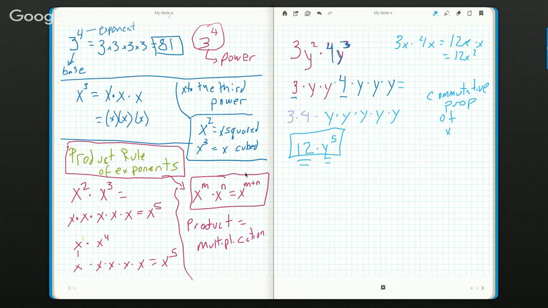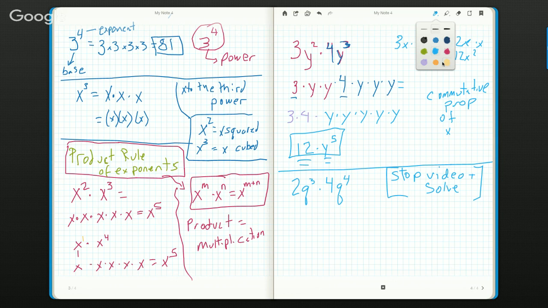So I encourage you to stop the video right now. Just stop the video after I give you this problem and try this one. So I'm going to write it down. 2q cubed times 4q to the 4th. Now I want you to stop the video and solve. Okay, I'll give you a chance to do that. Stop it and then solve, and then I'll come back.